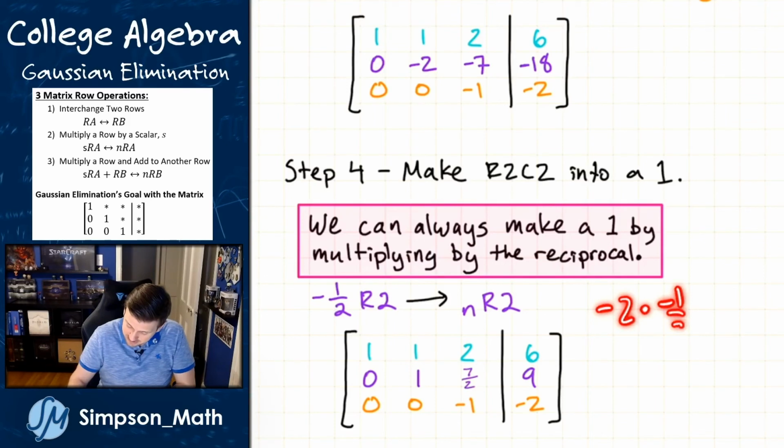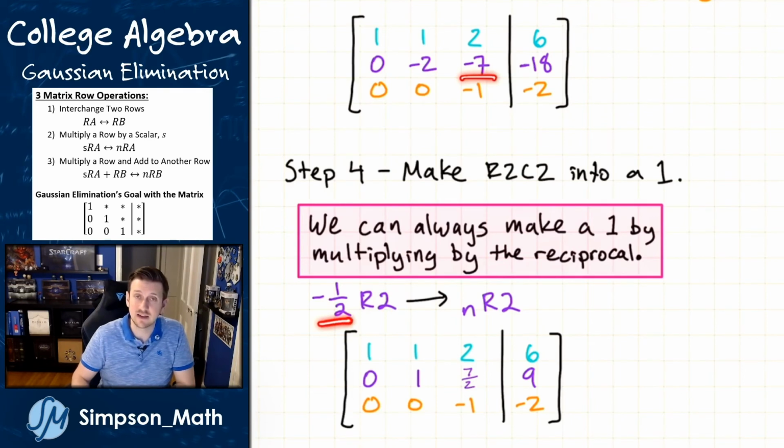-2 times -1/2, the 2s reduce, negative times a negative is a positive, and so we have a +1. If I do -7 times -1/2, negative times negative is positive, and 7 times a half is 7/2. Multiplying by a half is the same thing as dividing by 2, so you can just think 18 divided by 2, that's 9. Negative times a negative is a positive, so then we have a 9 there. So my new row 2 is now 0, 1, 7/2, and 9.